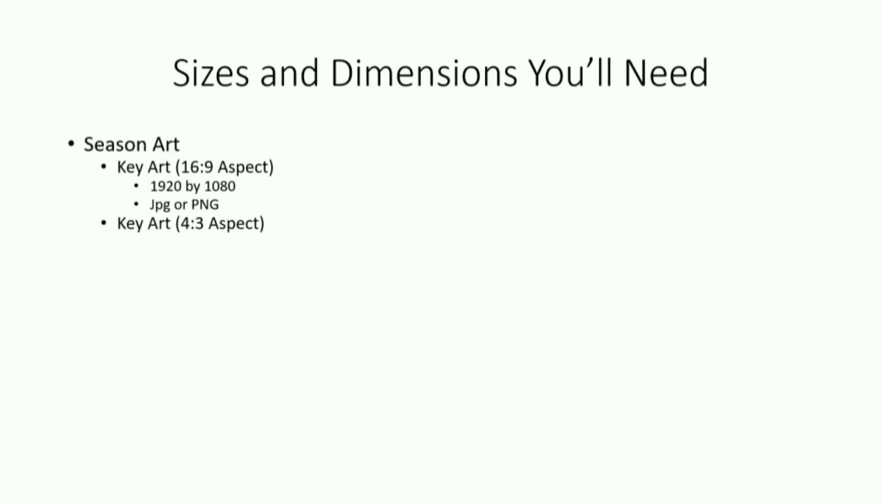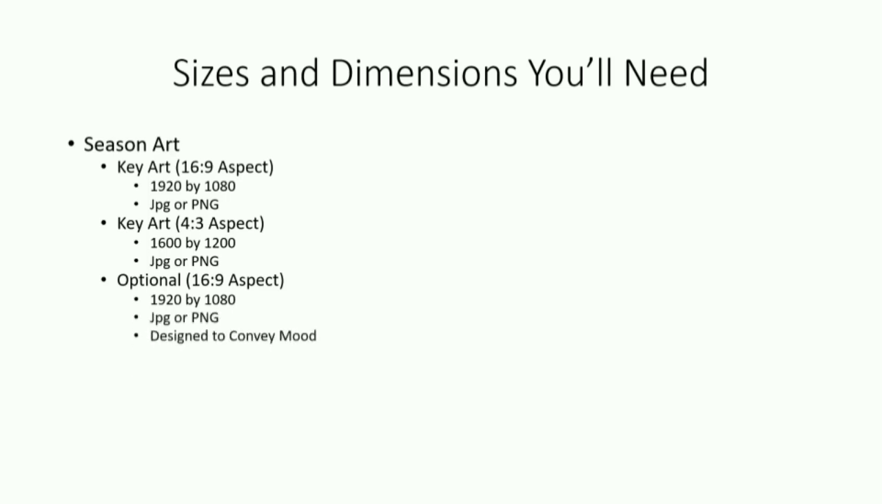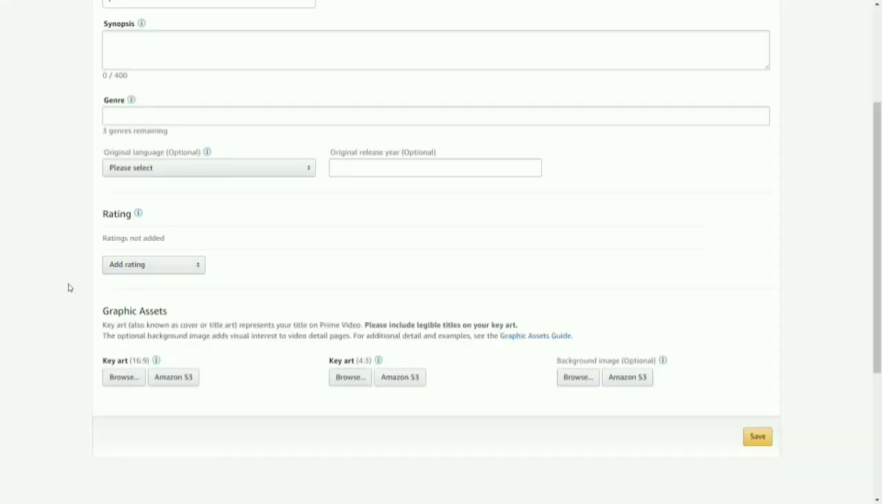There's key art that you'll need to create that is also a 4 by 3 aspect ratio. That'll need to be 1600 by 1200, JPEG or PNG. And there is an optional file that you'll want to upload that's a 16 by 9 aspect ratio. It's 1920 by 1080, JPEG or PNG, and this is going to be a background image. It's only going to appear on the devices in order to convey mood. And you'll see the request for these 3 when you are uploading your image. You'll see one here in the key art area as well as the background image.